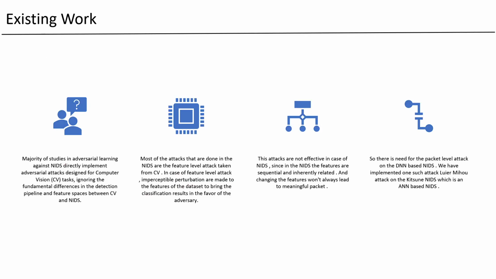So let us first understand what existing work has been done in this field. The majority of the studies in adversarial learning against NIDS directly implement adversarial attacks designed for computer vision, ignoring the fundamental difference in the detection pipeline and the feature space between computer vision and NIDS. Most of the attacks on NIDS are feature level attacks taken from computer vision. In a feature level attack, small perturbations are made to the features of the dataset to bring the classification results in favor of the adversary.